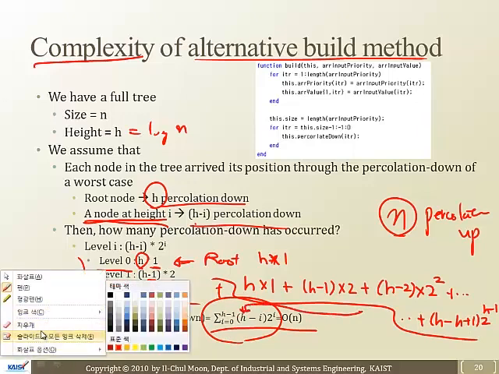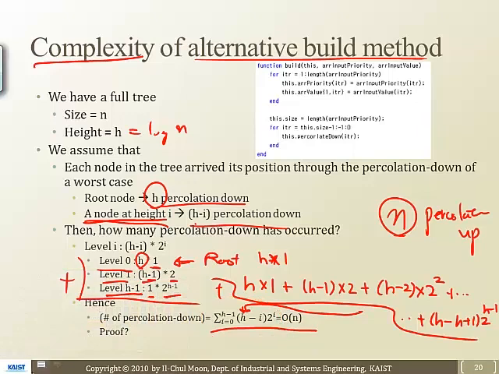But the thing that you may not comprehend at the moment is why it takes O of n. Actually, it takes O of n, and there is a proof for that. What we are going to do in the offline classroom is prove this for this alternative build. So why are we taking this alternative build approach, one-time percolate up and percolation down? The consequence is that it can actually reduce the O of n log n time of build to O of n.